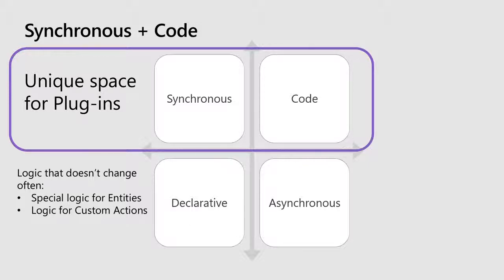The key thing is we talked before about when to use plugins, when there's no declarative option available. The other consideration is if you are going to apply special logic for certain entities. Basically all entities are kind of the same, but the thing that differentiates the behavior of one entity, a special behavior for an entity, is often defined within a synchronous plugin that's registered for that entity.